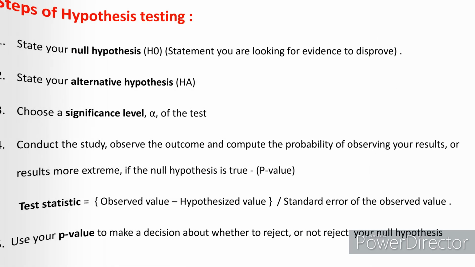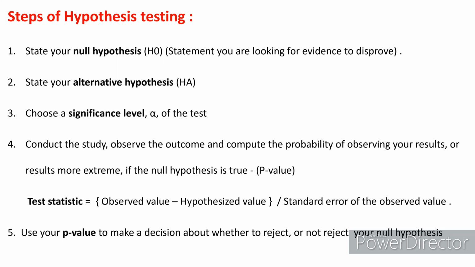And now coming to the steps of hypothesis testing. There are basically 5 steps. In the first step, you need to state your null hypothesis. Now you know what is the null hypothesis, right? So no difference. And then you need to state your alternate hypothesis, okay? And in the third step, you need to choose a significance level alpha. Usually we select 0.05. And in the fourth step, conduct the study, observe the outcome and compute the probability of observing your results or results more extreme if the null hypothesis is true. It's nothing but the p-value. Calculate the p-value. And in the final step, use your p-value to make a decision whether to reject or not reject your null hypothesis.